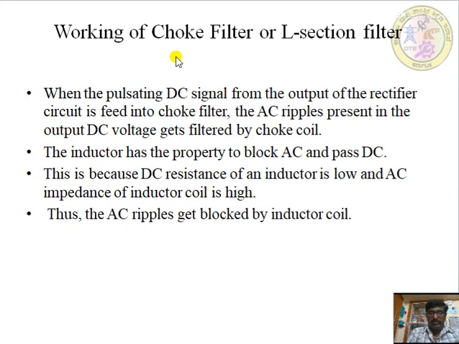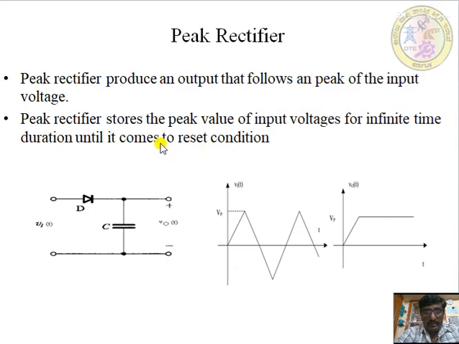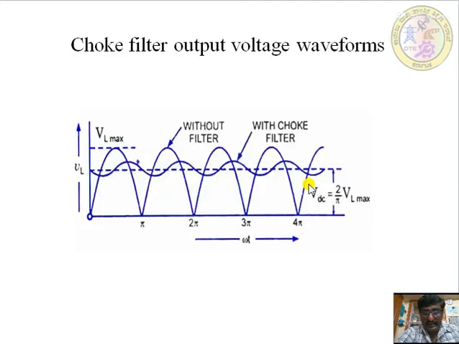When the pulsating DC from the output of a rectifier circuit is fed into a choke filter, the AC ripples present in the output DC voltage get filtered by the choke coil. See here, the ripples have now been reduced. The inductor has the property to block AC and pass DC. This is because the DC resistance of the inductor is low and the AC impedance of the inductor coil is high. Thus AC ripple gets blocked by the inductor coil.